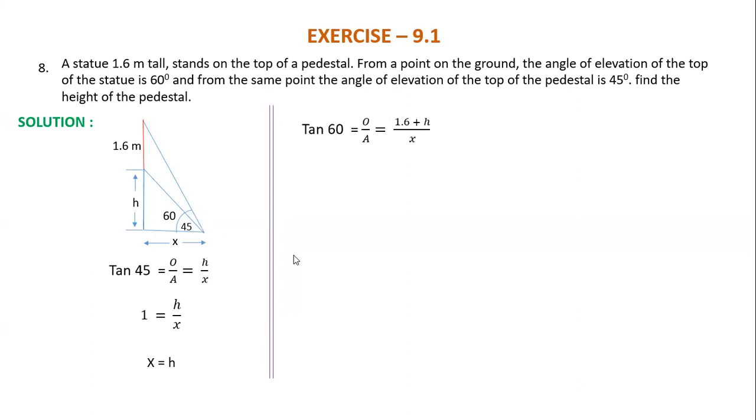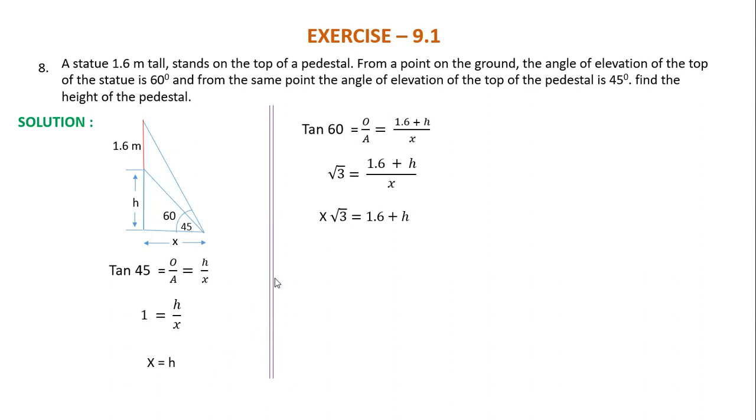Now, tan 60. The full opposite is 1.6 plus h, so 1.6 plus h upon x is tan 60. Tan 60 is root 3. So, x root 3 is equal to 1.6 plus h. Now, see, we want to find the height of the pedestal. Height of the pedestal is h. So, I am interested in h, not in x.